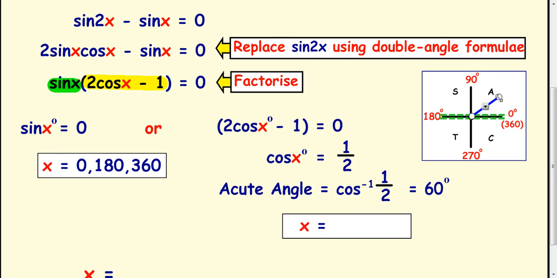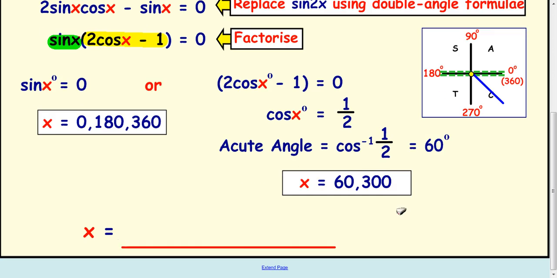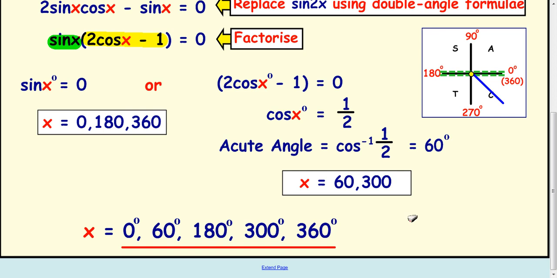So 60 degrees here, but there's another value that gives a half, a positive a half. So that would be in the cos quadrant, and that's back 60 degrees from here. So that's going to give 60 and 300. So your solutions to this are 0, 60, 180 degrees, and 300 degrees, and 360 degrees.